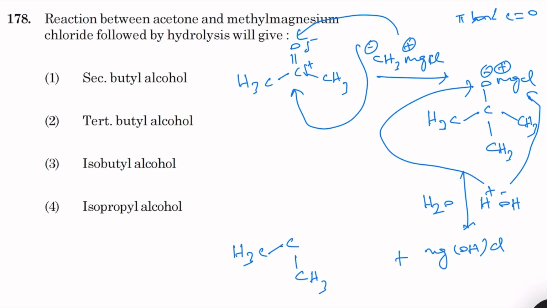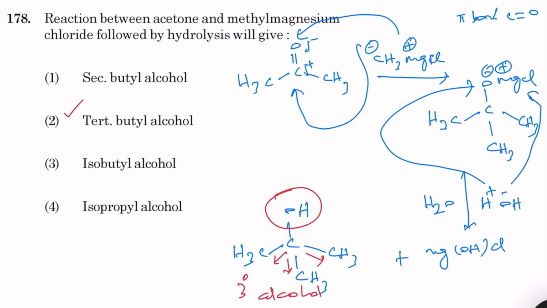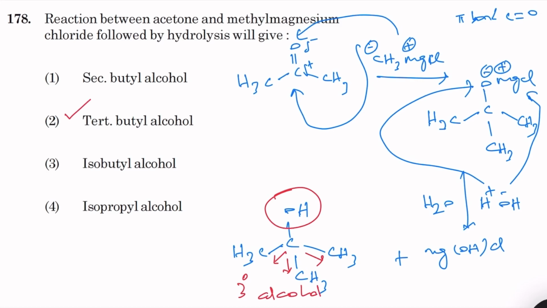We need to figure out what kind of alcohol it is. It is a tertiary alcohol in this case, because the carbon atom bearing the OH group is attached to 3 different carbons, 1, 2, 3, and therefore we call it a tertiary alcohol or 3-degree alcohol. That is why option 2 is correct, tertiary butyl alcohol. Why? Because we have 4 carbon atoms in total, and therefore tertiary butyl alcohol is the correct answer here.